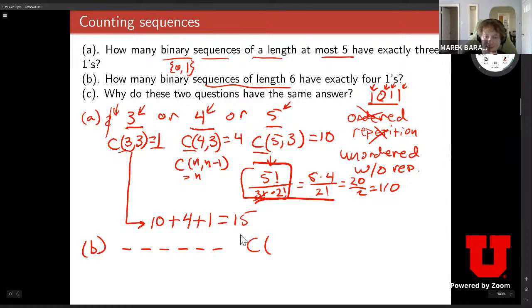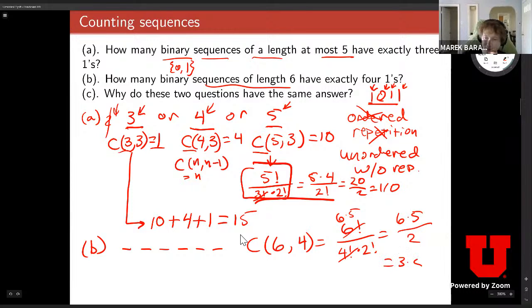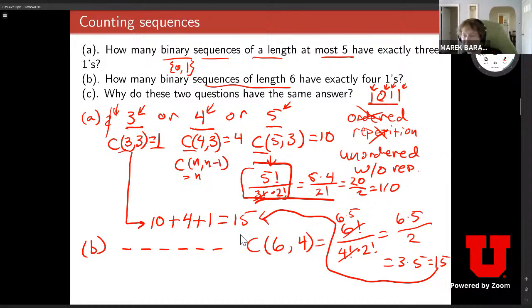And so we have 6 things, and we're choosing 4 of them. And that's 6 factorial over 4 factorial times 2 factorial. This 4 factorial is 4 times 3 times 2 times 1, so I'm going to cross that part off up here to change this into 6 times 5. So we get 6 times 5 over 2, and that's equal to 3 times 5, which equals 15. And that's the same as that. Does that make sense? Hopefully.